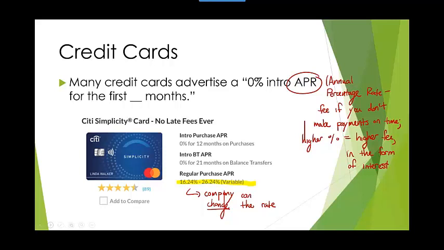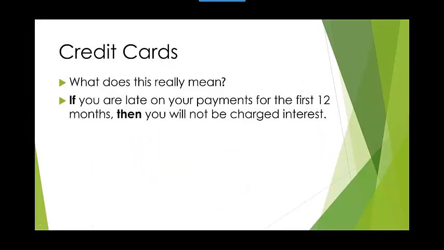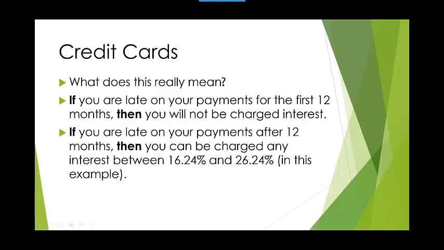So I promise you that this is going to have to do with logic, and it does. Because what does this really mean? It means if you are late on your payments for the first 12 months, then you will not be charged interest. Notice if then, it's a conditional. And if you are late on your payments after 12 months, then you do get charged interest, and you can be charged any rate between the 16.24 to 26.24%. And these are very high interest rates. The highest interest rate that you can possibly get charged is 29.99, and so 26.24 is pretty high up there.